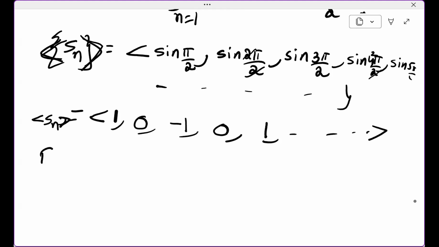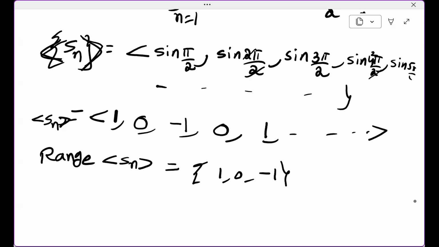Then what is the range of this sequence? The range of this sequence is the set of distinct values. There are infinitely many terms, correct? But there are repeated values. So the distinct values are 1, 0, minus 1. Only these three values are taken. So this is what is called the range of the sequence.